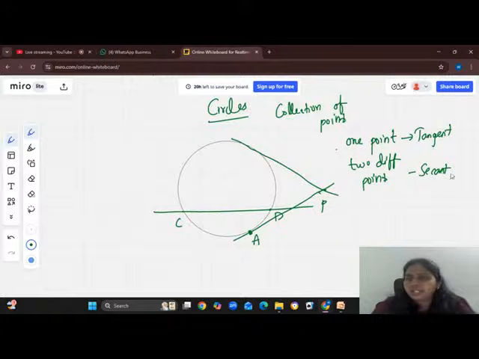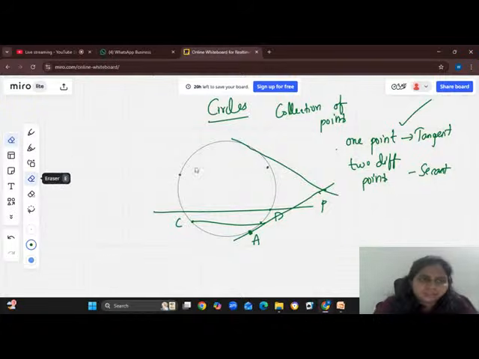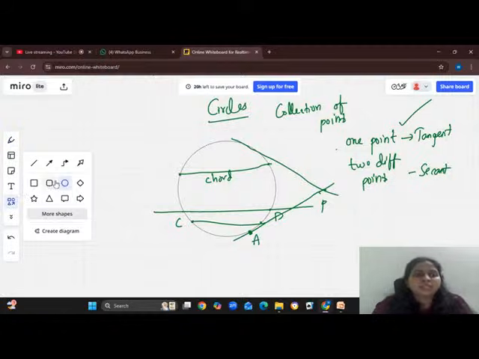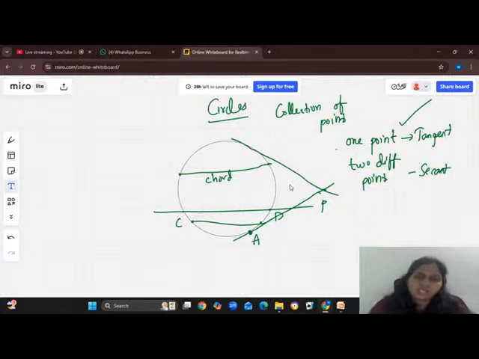Here we are not studying secant, we're completely going with the tangent only. And if a line segment joins any two points on a circle, inside the circle, not extended, I'm just joining inside the circle, this is called a chord. This is a chord, this is a secant, and this is a tangent. In our 10th CBSE we have only tangent and also chord.